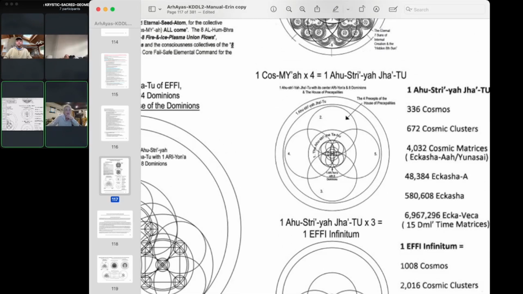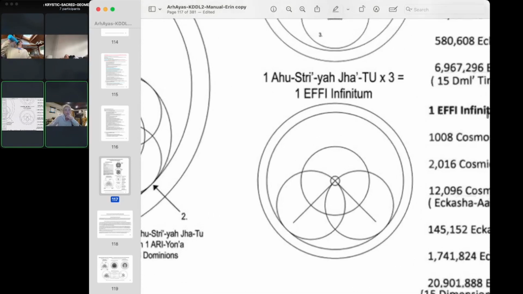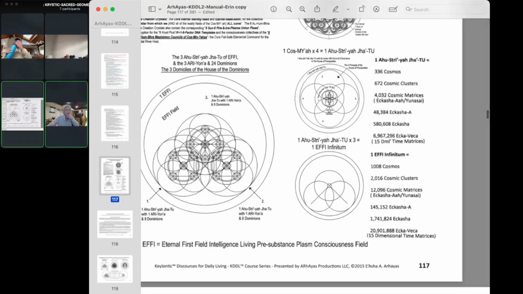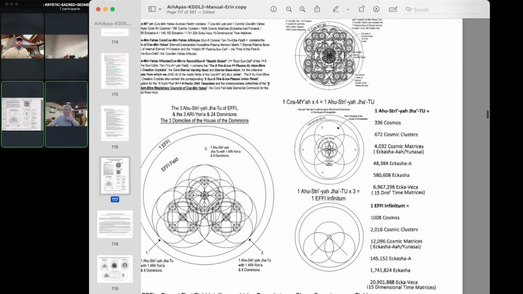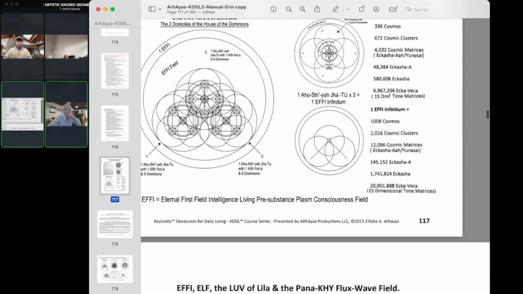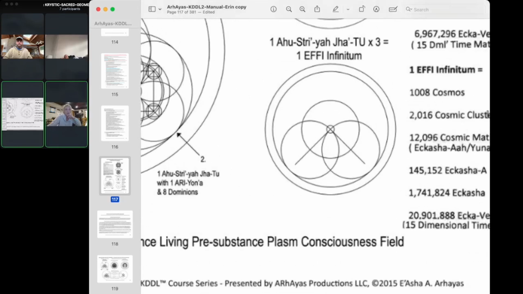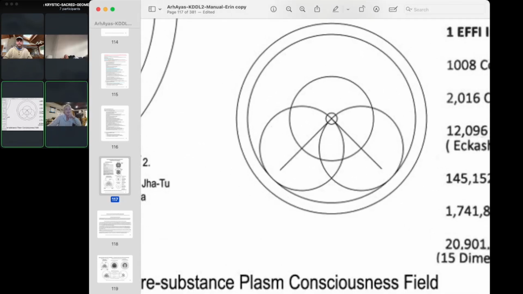So these Cos-My-yah, to keep it going, group into what's called the Efi. Did I say that right? 4 Cos-My-yah group into 1 Ahu-Strija-Tahu, and then 3 Ahu-Strija-Tahu come together to make Efi, the Effie, infinitum, which is here. And what does this look just like? What's the first thing that we made back when Source first started creating creation?